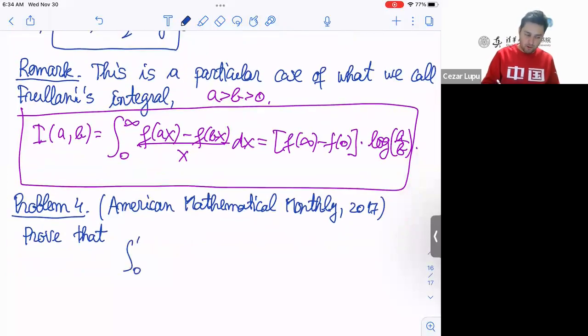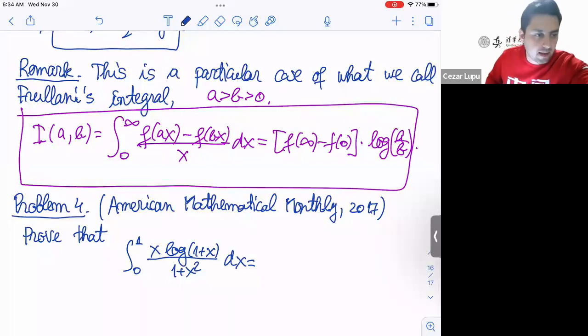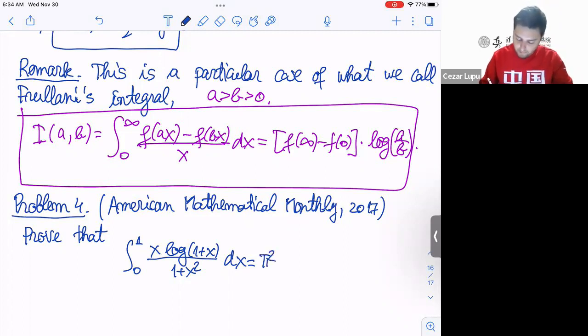the integral from 0 to 1 of x times natural log of 1 plus x, everything over 1 plus x squared dx is equal to, give me a second, I don't know it by heart, pi squared over 96 plus natural log of 2 squared over 8. Yes, that should be it.